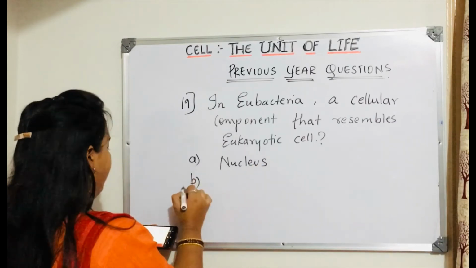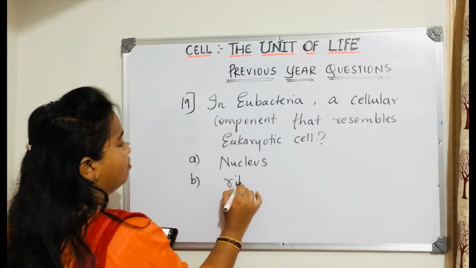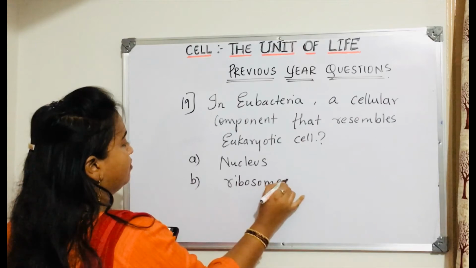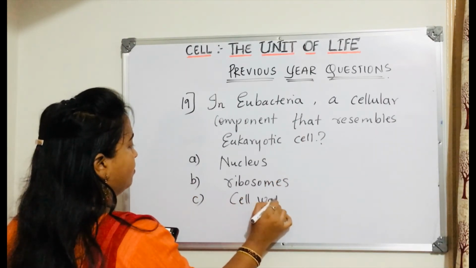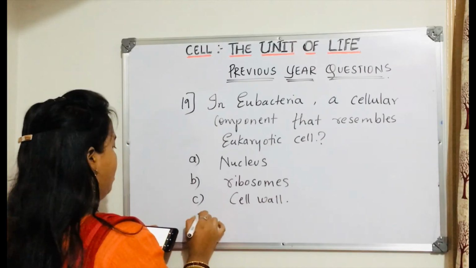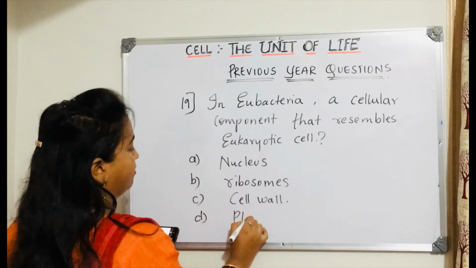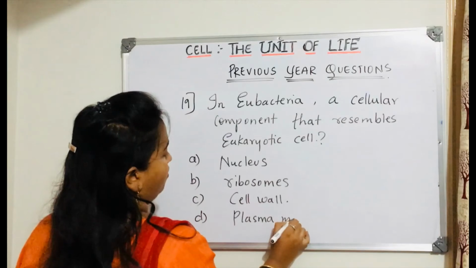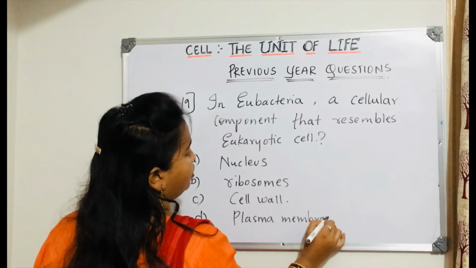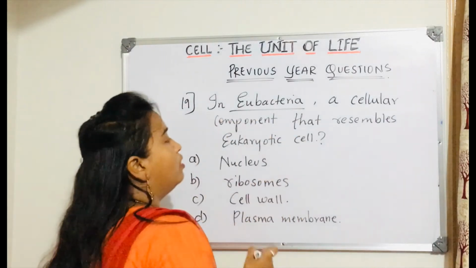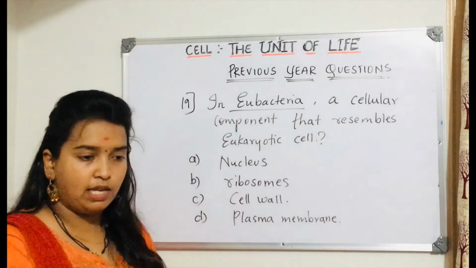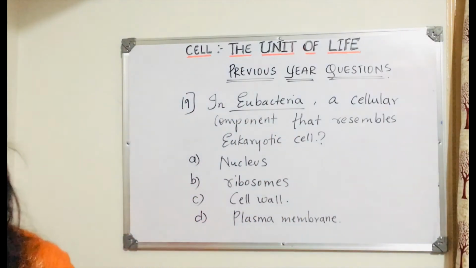nucleus, ribosomes, cell wall, plasma membrane. They are asking which organelle in eubacteria and in the eukaryotic cell is the same in both. Go through and let me know what the answer is.